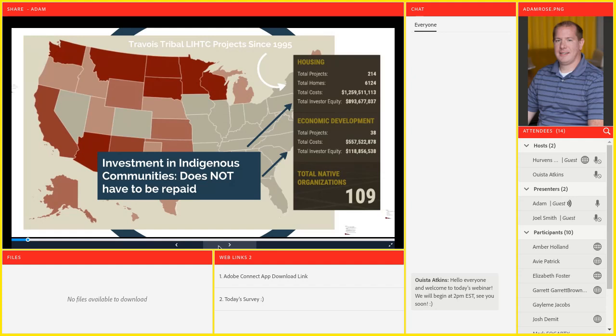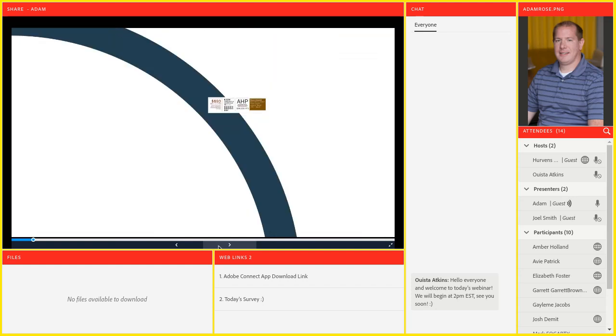On a $10 million project, that's $2 million that a tribe could leverage and put back into the project, or put towards a different type of investment. But again, in both instances, it's a resource that's extremely valuable because it does not have to be paid back.